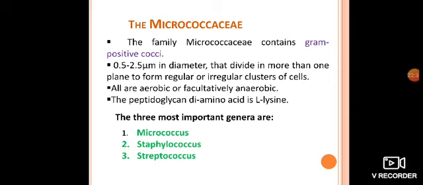Those gram-positive bacteria are basically divided into three different groups. First is Micrococcus, second is Staphylococcus, and third is Streptococcus. So on the basis of those three points, they can be divided.